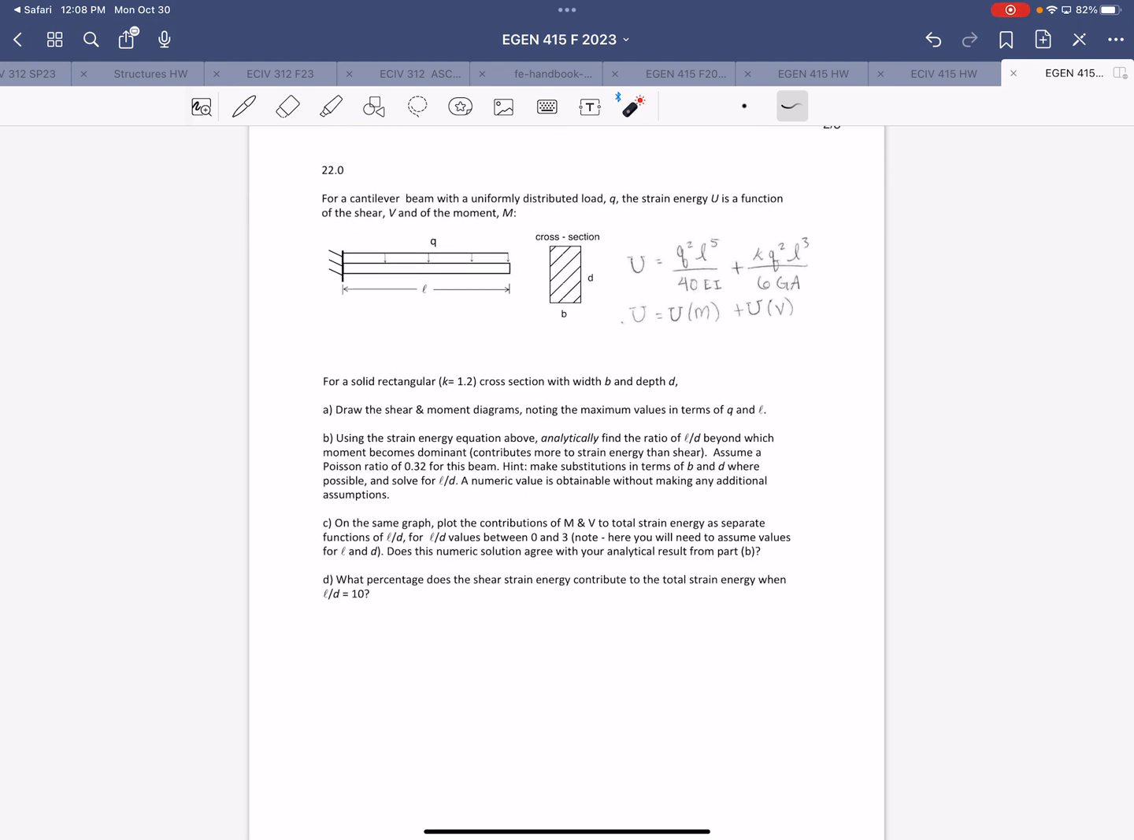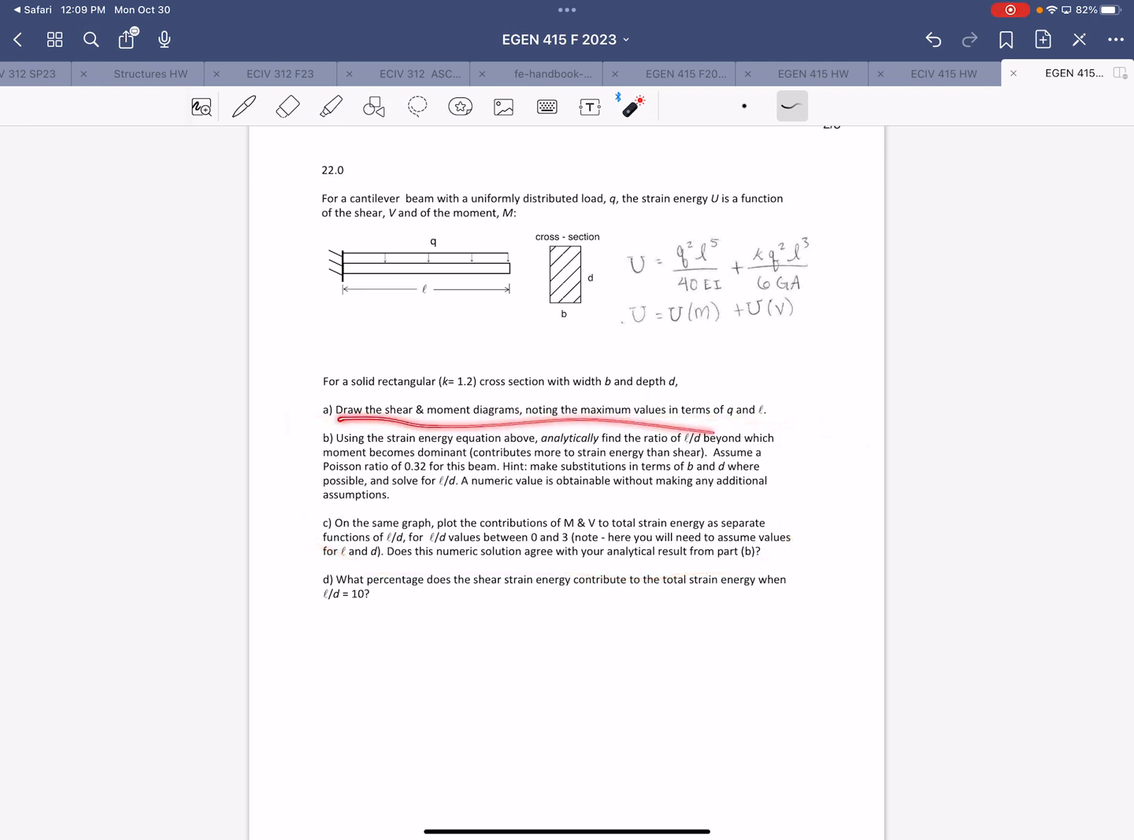And then for this problem, this is investigating strain energy. So I talked about this a little bit in class during that lecture. Here, you're looking at a cantilever beam with a rectangular cross-section and a uniform load. Given this relationship, we derived this in class, where you have the contribution from bending here and the contribution from shear here, given this shape factor. The main part of the question is in B and C, right?